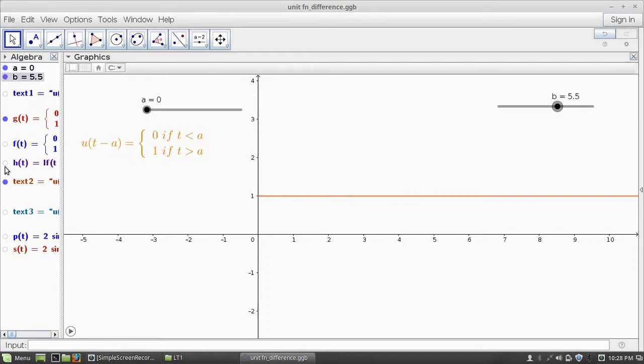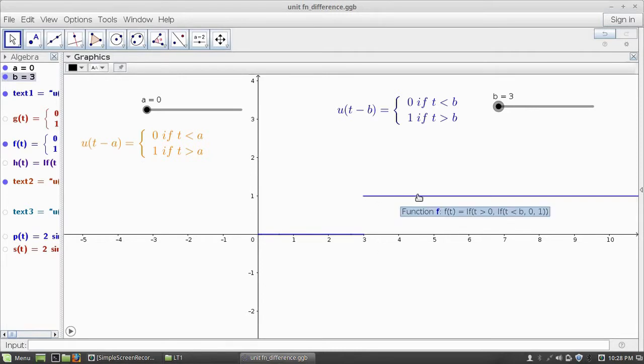Consider another unit step function u(t minus b) defined by 0 if t is less than b and 1 if t is greater than b. Suppose we are changing this. So the unit step function has the value 0 for t less than 3 and 1 for t greater than 3. Next we take the difference of two unit step functions u(t minus a) and u(t minus b), where the value of b is greater than a.